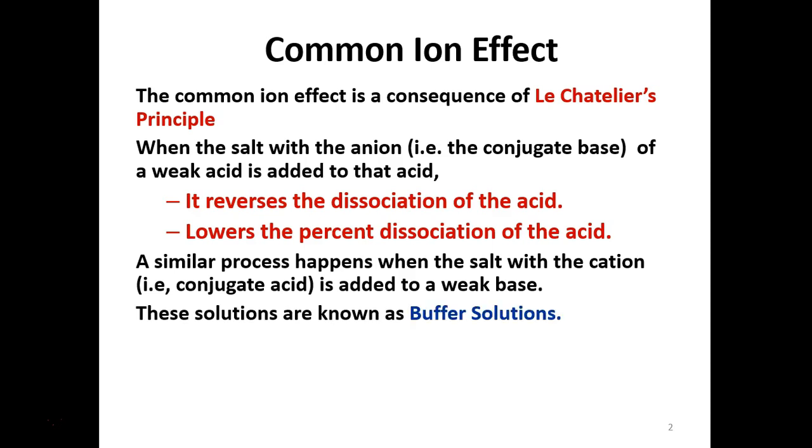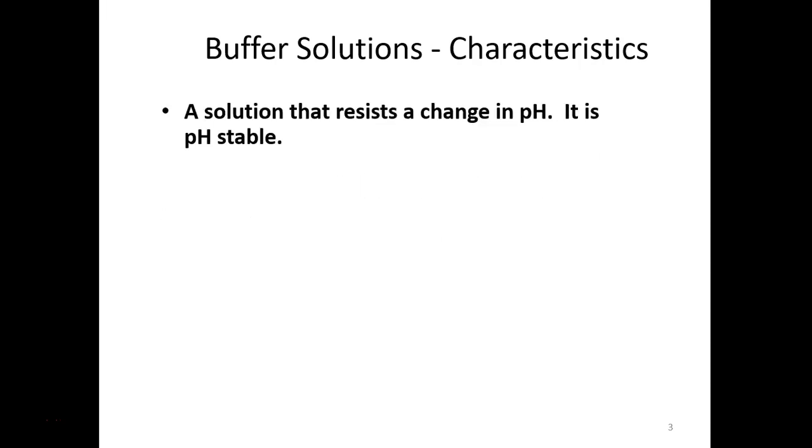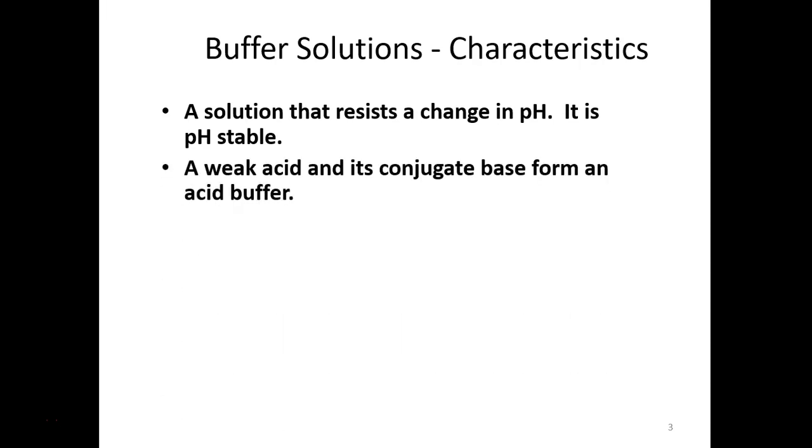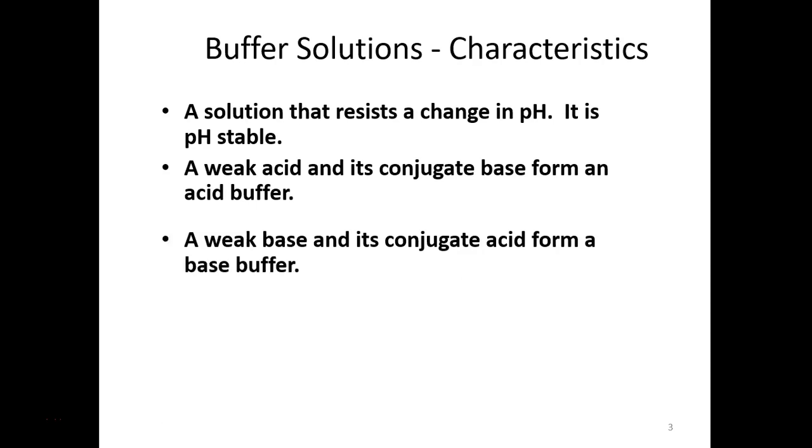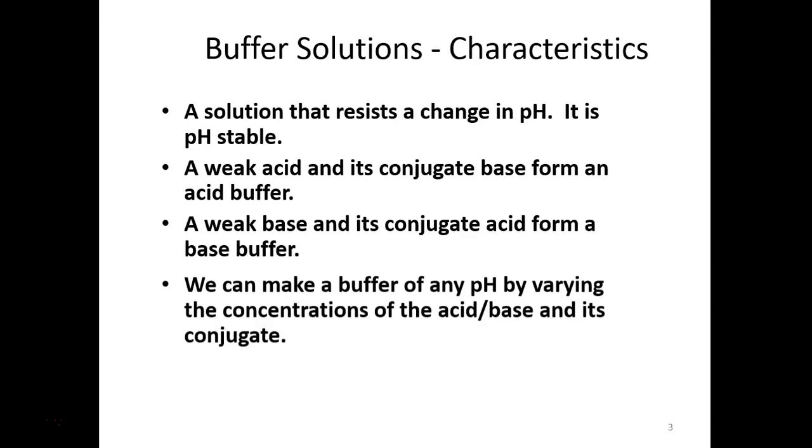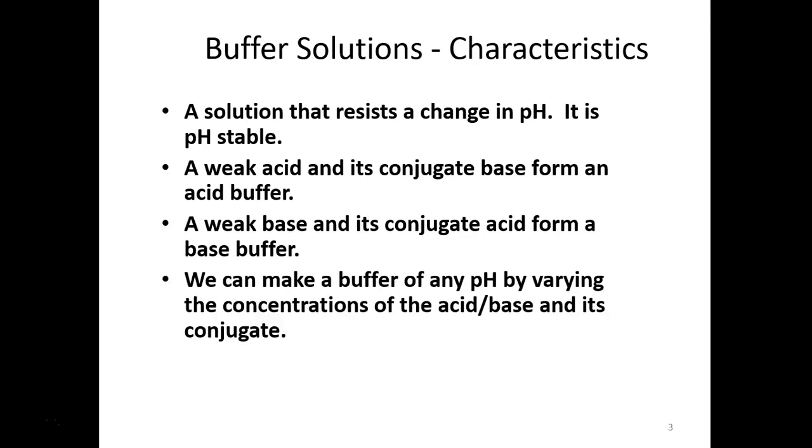And these solutions are known as buffer solutions. And they're buffers because they resist changes in pH. So let's talk about some characteristics of buffer solutions. So it resists a change in pH, as I said, and so we would say that it's pH stable. We can use a weak acid and its conjugate base. We can use a weak base and its conjugate acid. And we can make a buffer of any pH by varying the concentrations of the acid or base and its conjugate. You don't have to know how to do those calculations, but we do something called the Henderson-Hasselbalch equation.